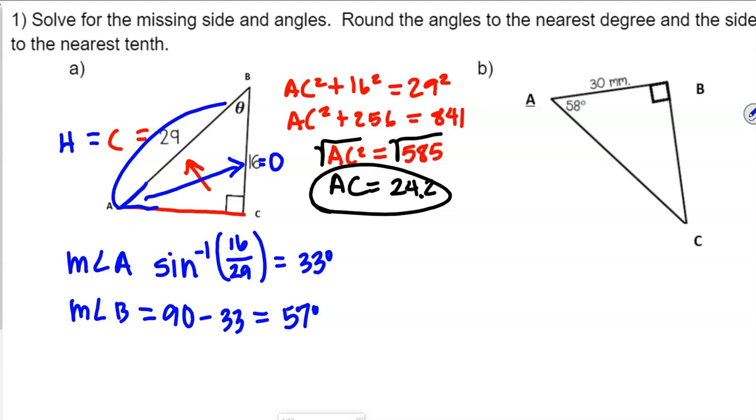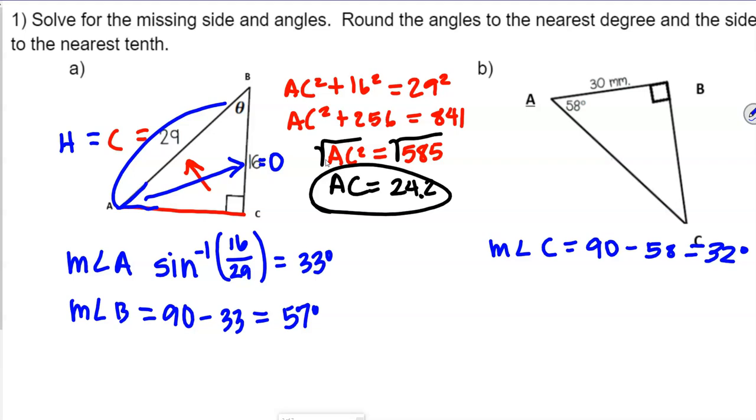Okay? Okay, so the next one, little different, right? Because this time we only have one side and one angle. Well, I'm going to solve for angle C first because this is going to be really easy. The measure of angle C is going to be 90 minus my 58. So that's going to be 32 degrees, right? Okay, now we got to find some sides. We only have one side, okay?